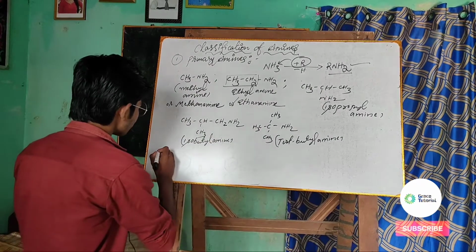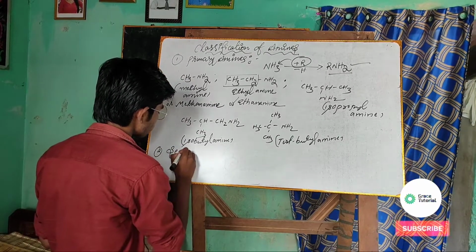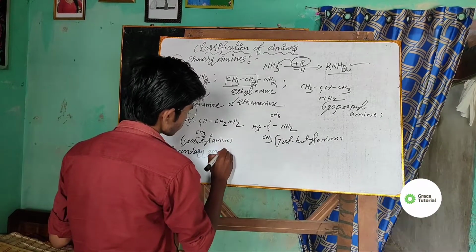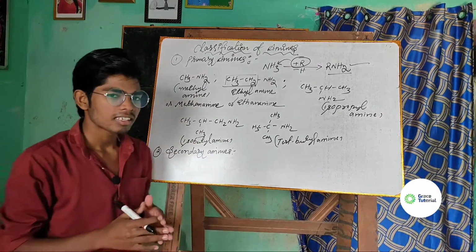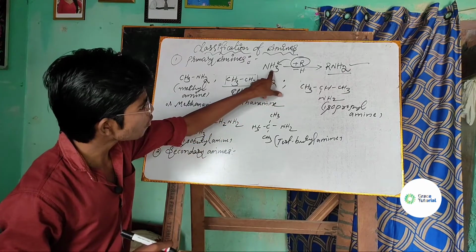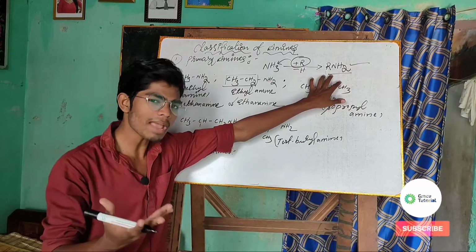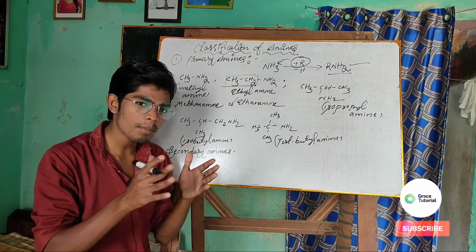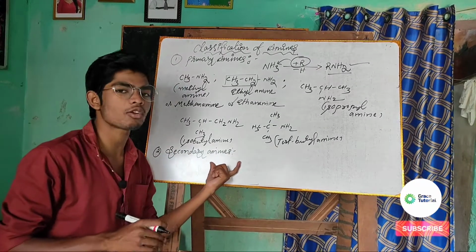Move on to number 2, that is secondary amines. So what do you mean by secondary amines? I hope you can guess it, right? Well, if one hydrogen atom of ammonia is replaced by one alkyl group, then the amine which is obtained is primary. Similarly, if two hydrogen atoms of the ammonia are replaced by two alkyl groups, then the amines which are obtained are called the secondary amines.